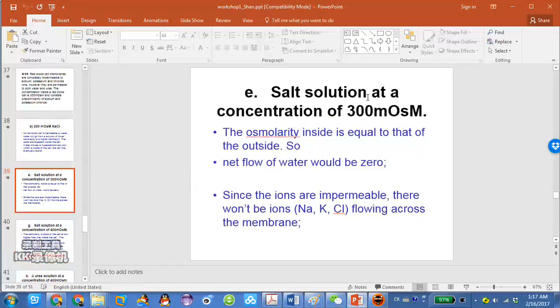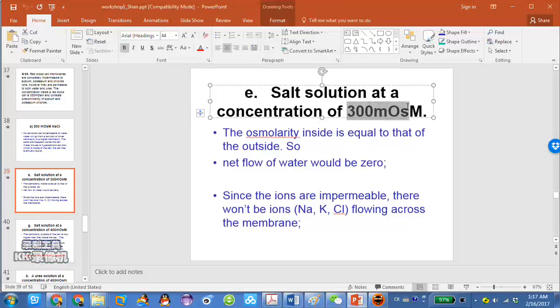Scenario E. A salt solution at a concentration of 300 milliosmolar. In this scenario, the outside osmolarity is directly given. It is 300 milliosmolar. The osmolarity inside is also 300 milliosmolar. So the outside and inside solutions are isoosmotic to each other. The net flow of water will be 0. There's no osmosis in this scenario.